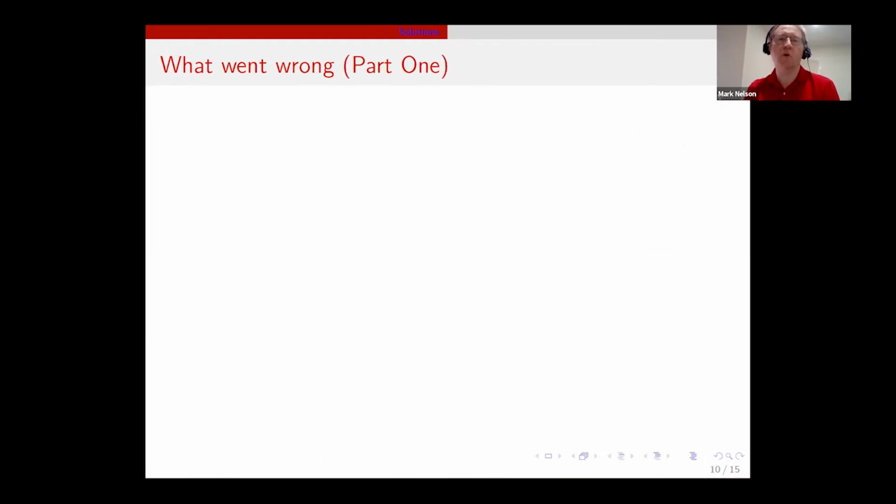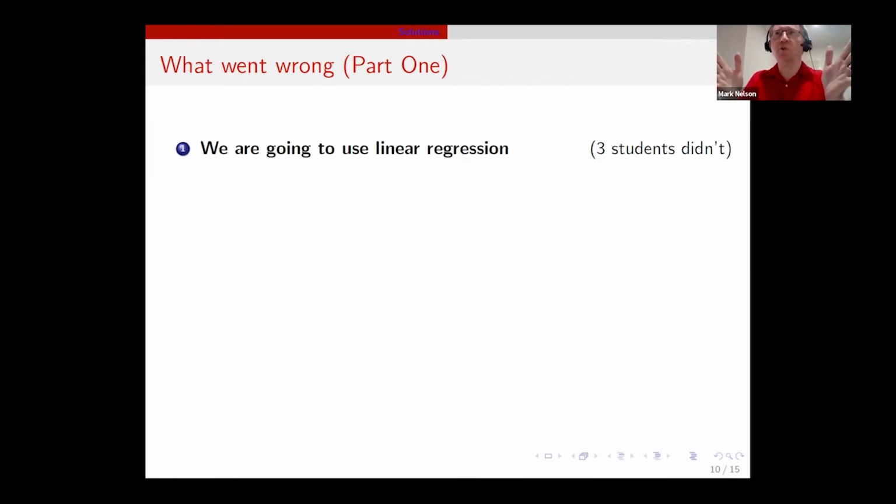All right, so what went wrong? We're going to use linear regression. So 3 students went wrong because they decided, let's not use linear regression.